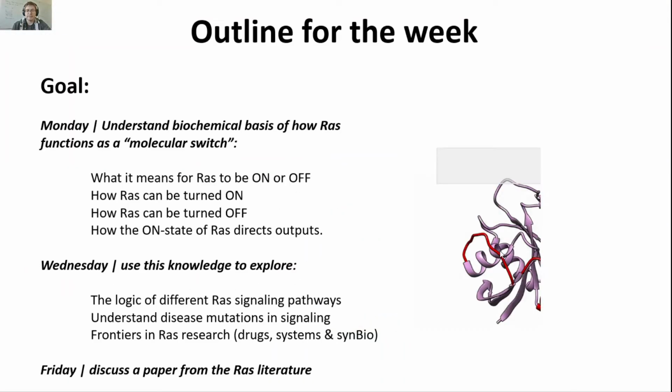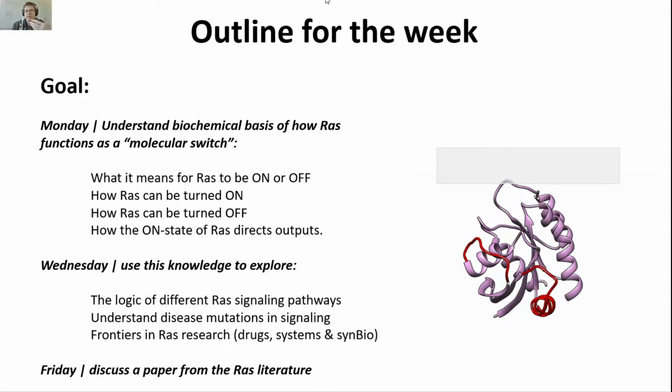So, the goals and the outline for this week's lecture: in this first lecture today, the Monday lecture, so to speak, the goal is to get you to understand the biochemical basis for how RAS functions as a molecular switch, like you see over here. We're going to learn what it means for RAS to be on or off. We're going to learn how the RAS GTPase can be turned on by what are called guanine exchange factors. We're going to learn how RAS can be turned off by what are called GTPase activating proteins.